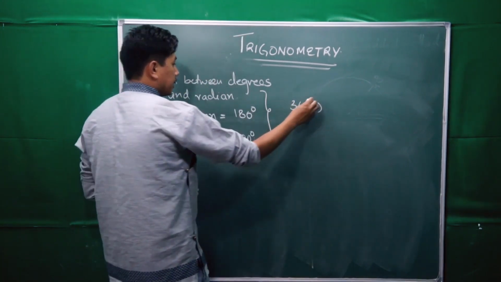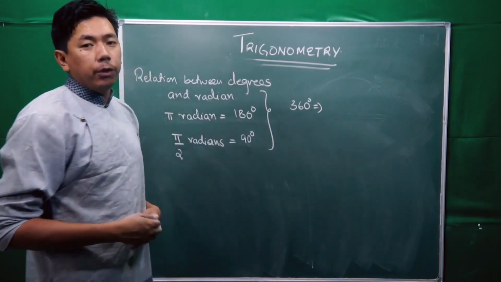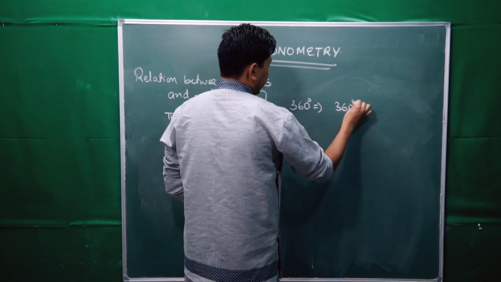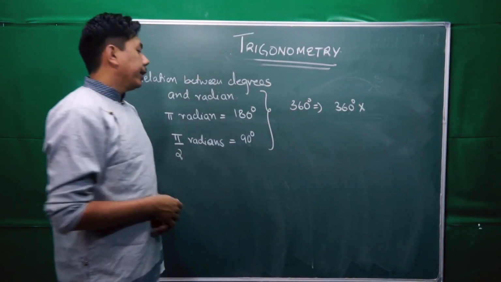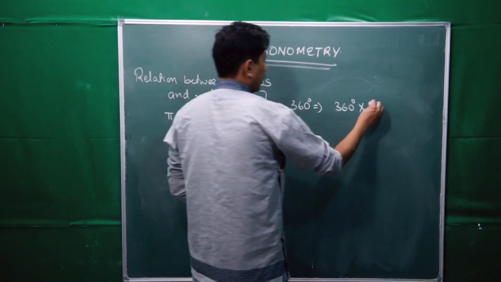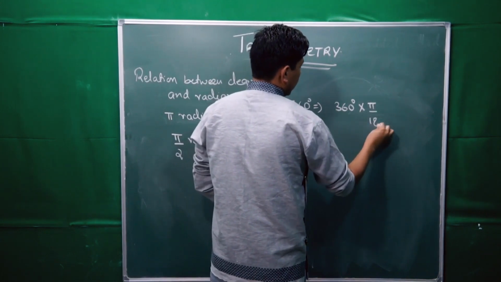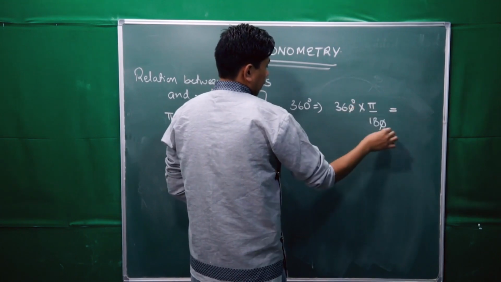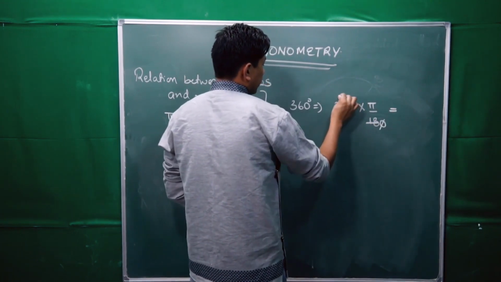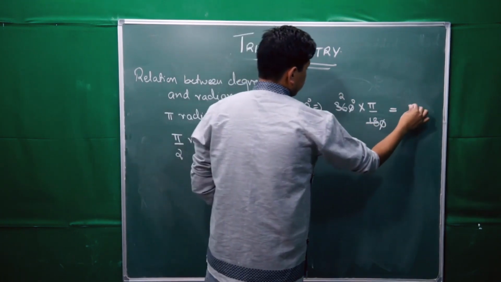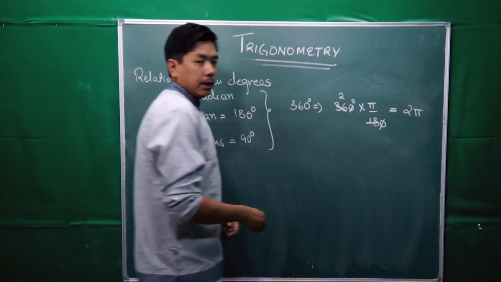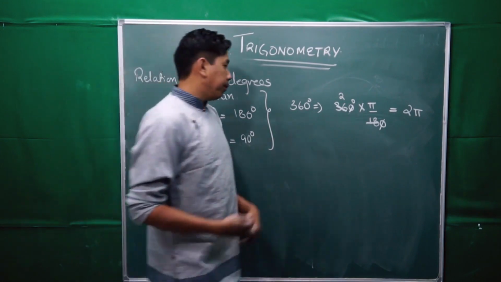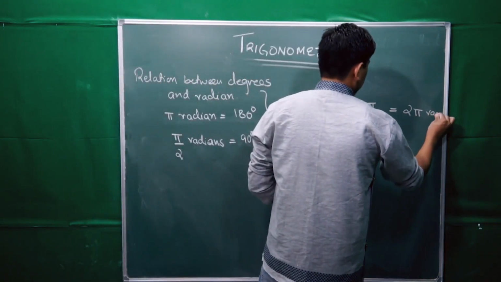Now this is in degrees, and you have to change it into radians form. So what you do is you simply multiply the given angle in degrees by pi upon 180. So if you multiply this, what happens? 18 twos are 36, this gives me 2 pi. So any angle in the form of degrees can be converted into pi radians as well.